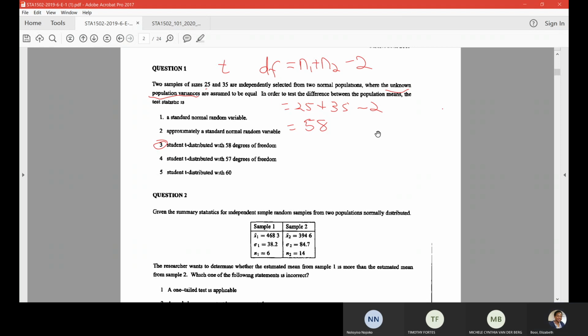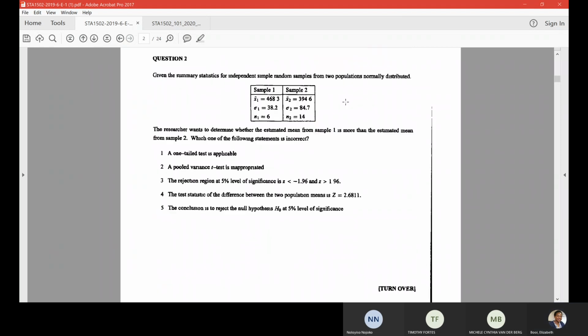Question number 2. Given the summary statistics for the independent samples from 2 populations, which are normally distributed, they give us sample 1 and sample 2 with their own statistics values, which are the sample mean, the population standard deviation, and your sample size. The researcher wants to determine whether the mean of sample 1 is more than that of sample 2, and since they say it is more than, it is a one-sided test. Which one of the following statements is incorrect?